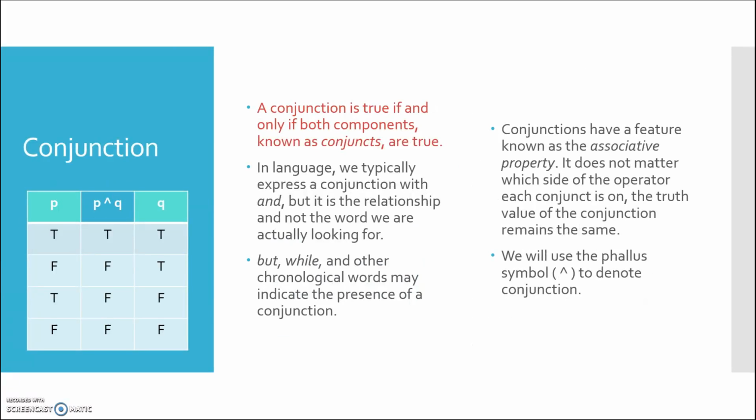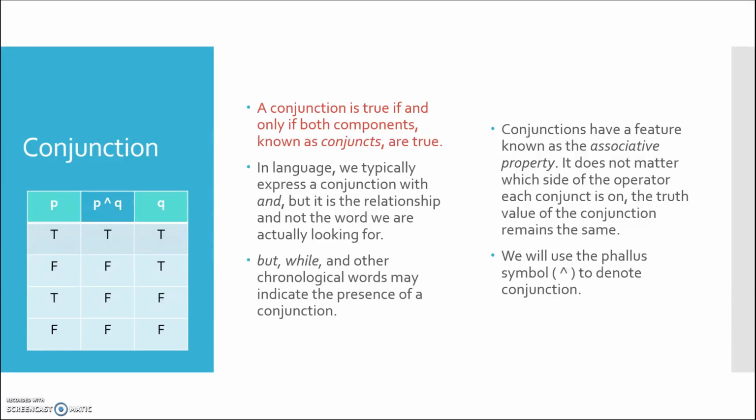The first operator we'll be looking at is a conjunction. The conjunction is true if and only if both components, known as conjuncts, are true. In language, a conjunction is typically expressed with the word and, but it can also be expressed in different ways. It's the relationship and not the word you're actually looking for. Other words you might see used to denote a conjunction are but, while, or other chronological words that indicate the presence of a conjunction.